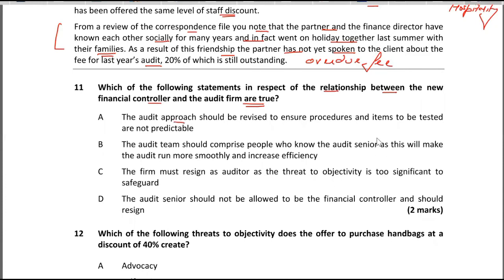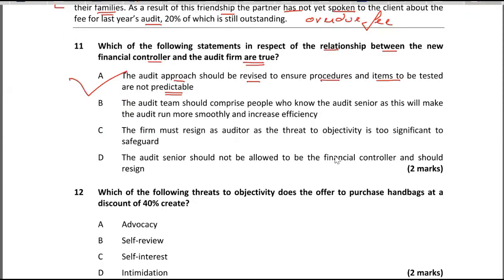Audit approach should be revised to ensure procedures and items to be tested are not predictable. Yes, the first option is fine, because we have already done this. Because he knows how you do the audit. He knows what sample you choose. So you should change it so that he cannot maneuver the things, he cannot keep the things according to that.